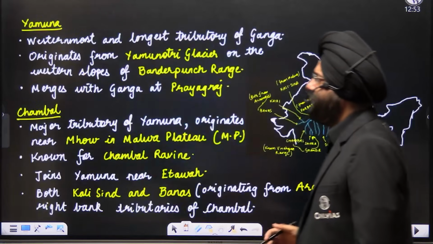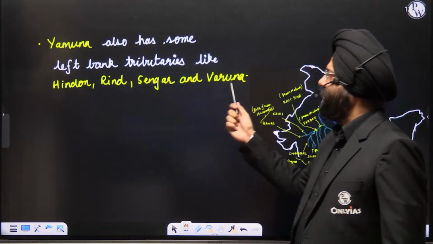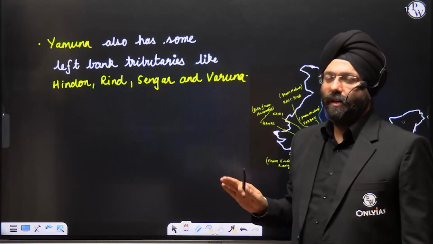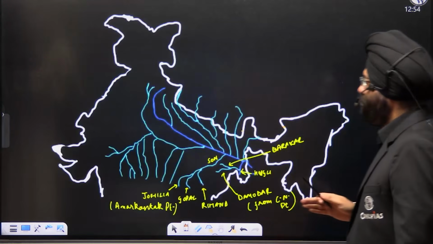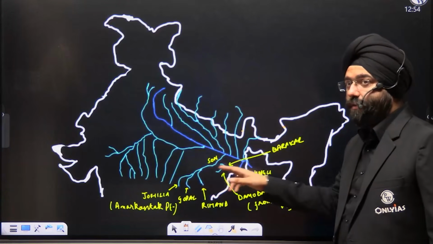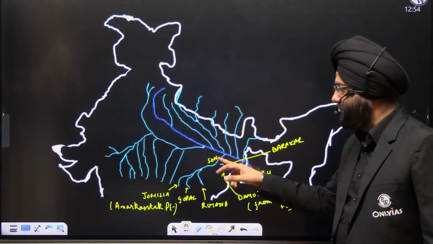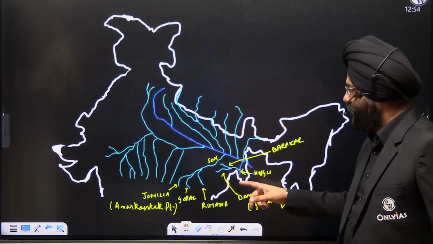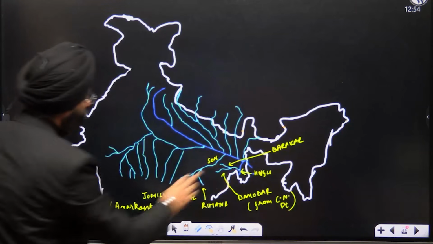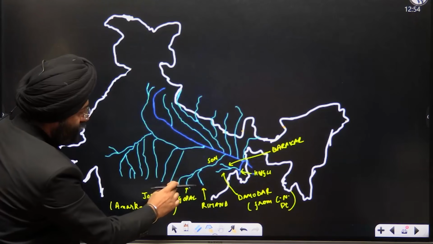Now there are certain left bank tributaries also, very small, like Hindon, Rind, Sengar and Varuna river. So this is what with respect to Yamuna. Now let's come to certain other rivers which are again right bank tributaries of Ganga itself, because one was this Yamuna river as a right bank tributary, then other Son, then you have obviously Barakar river over here, you have Damodar over here.